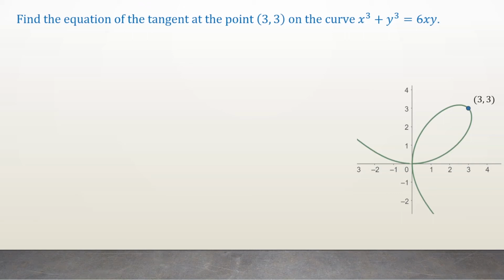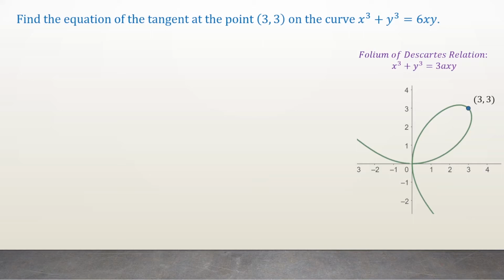Hi everyone, in this question we're going to find the equation of the tangent at the point (3, 3) on the curve x cubed plus y cubed equals 6xy, the curve shown in the diagram. This curve is called the folium of Descartes, and the general form is x cubed plus y cubed equals 3axy, where a is some constant.